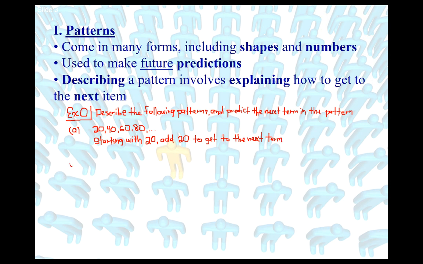How about this? Let's do B. And we'll say we've got 4, 12, 36. Okay, so once again, to describe the pattern, what you want to do is identify, first of all, what are you starting with? So I would say starting with 4.